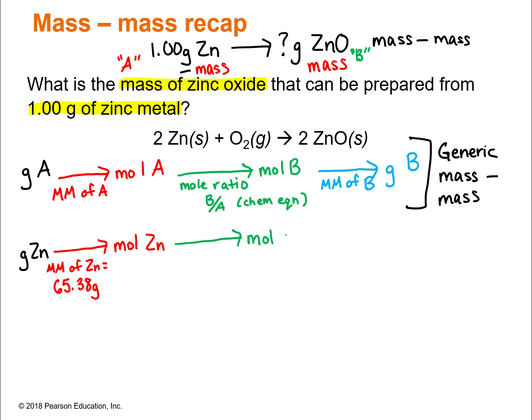The next part of our plan involves converting the moles of zinc to moles of zinc oxide. That means we need our mole ratio, B over A. Our B in this case is zinc oxide. The A is zinc. When we get to that part of writing the equation, we already know what we need. We just put it in the right spot. Then we convert moles to grams. Again, we're using molar mass.